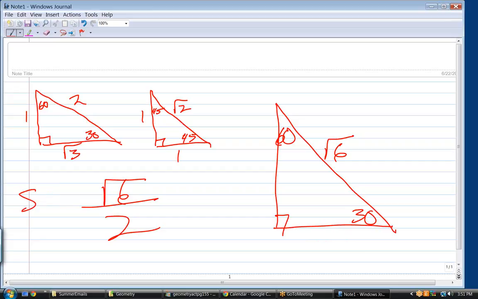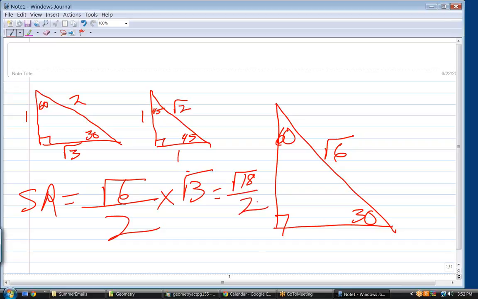I don't know. Well, take the similarity ratio and multiply it by the smaller triangle's similar side. In other words, our similarity ratio is the ratio of the two hypotenuses. It's got to be the same ratio for this side that's opposite the 60-degree angle. So I'm going to multiply that by square root of 3. What's square root of 6 divided by 2 times square root of 3? Square root of 18 divided by 2.